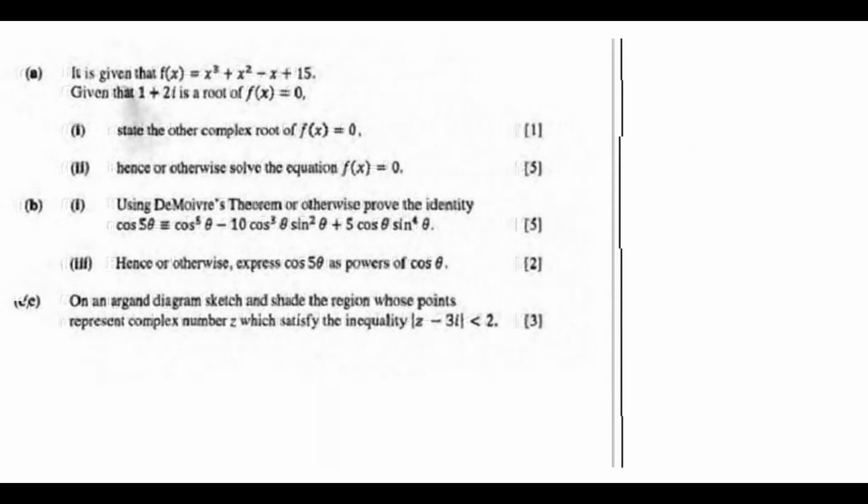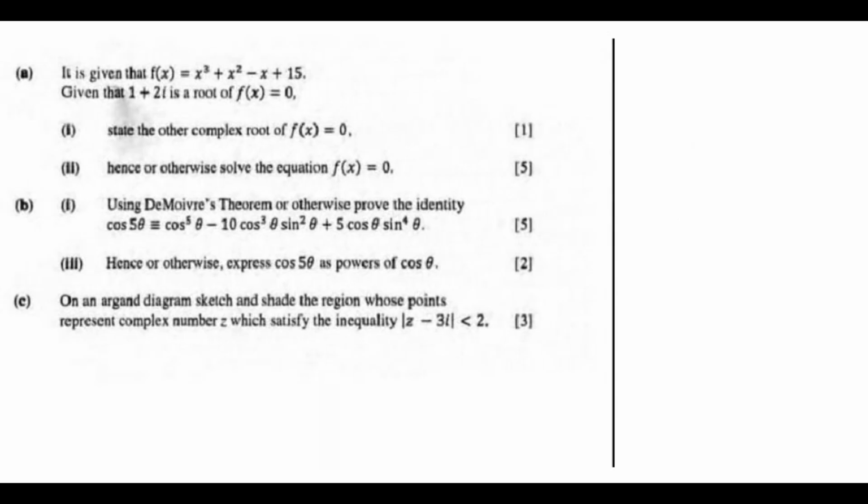We are given the question there. It is given that f(x) is equal to x cubed plus x squared minus x plus 15. Given that 1 plus 2i is a root of f(x) equal to 0, state the other complex root of f(x) equal to 0. So it's part A 1. When you know one complex root of an equation, the other one will be the conjugate of the given complex root. So the other one is 1 minus 2i. That's the other root.